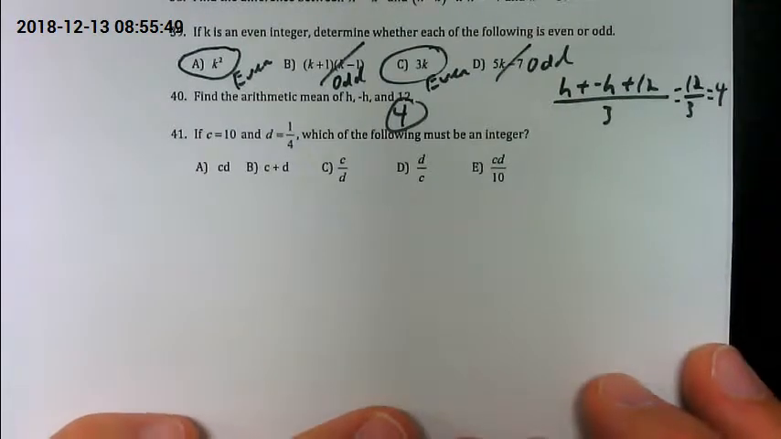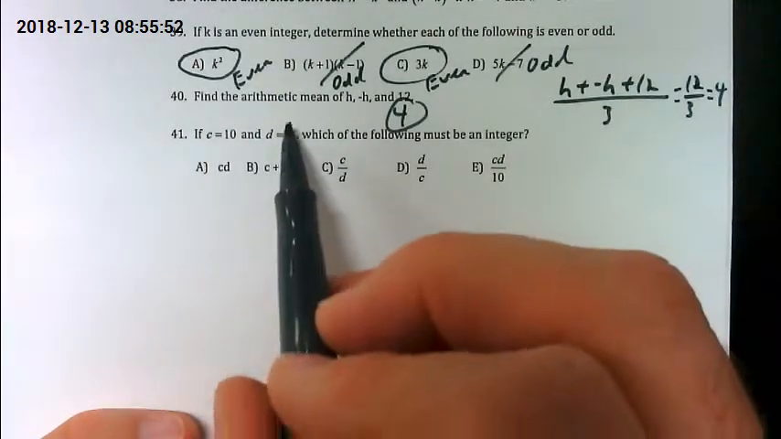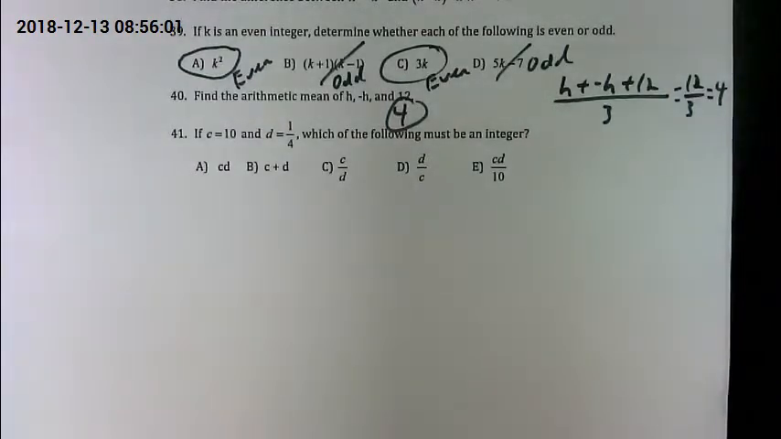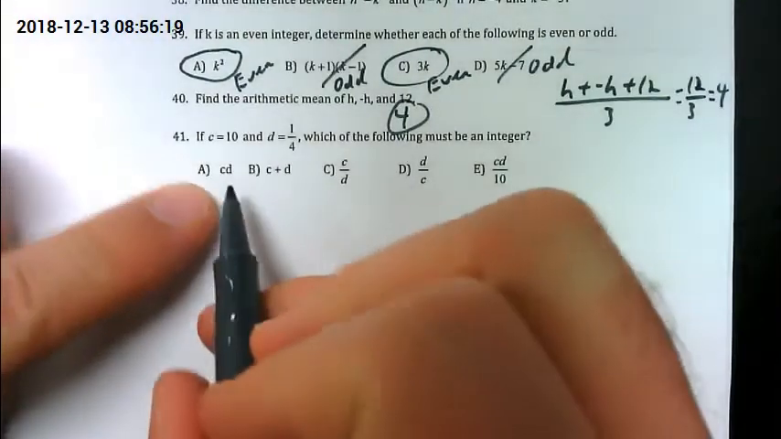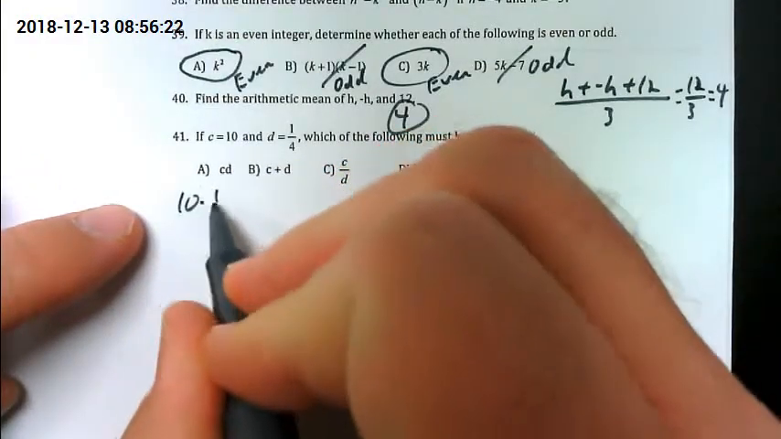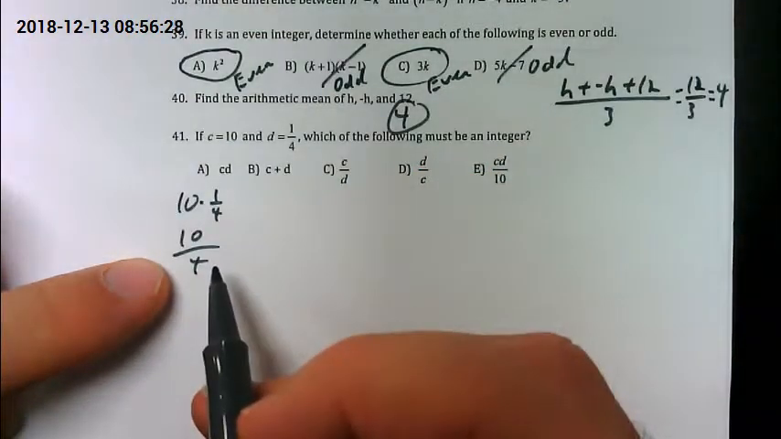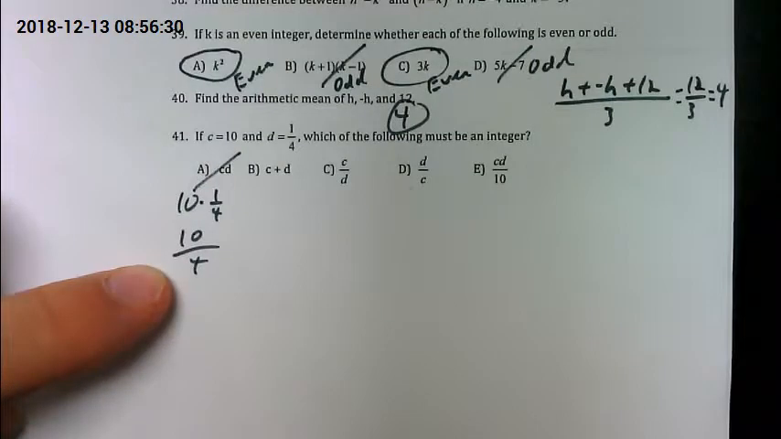On number 41, if c is 10 and d is 1/4, which of the following must be an integer? Now, you don't actually have to do the math on every single one of these. All that you need to understand here is that an integer is a whole number that is either positive or negative. And then you also include 0, right? So whole numbers, both in positive and negative form. So if you look at these, this first one is saying we do 10 times 1/4, which is the same thing as 10 divided by 4. Is that going to give us a whole number? No. So that one doesn't work.